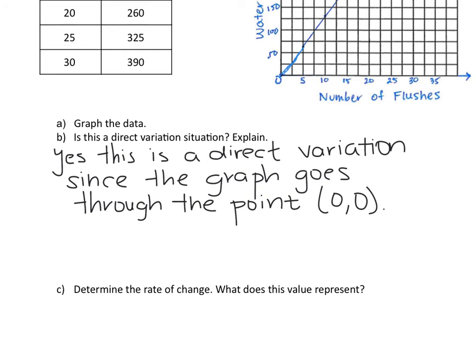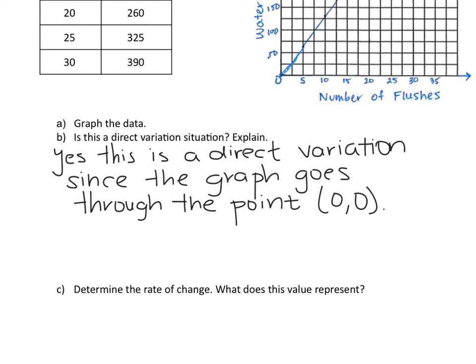So I went ahead and filled that in, and I stated, yes, this is a direct variation since the graph goes through the point 0, 0. The next part asks us to determine the rate of change, and then they want to know, what does this value represent? So remember that rate of change is just the same thing as slope, but your answer will have some units attached to it.